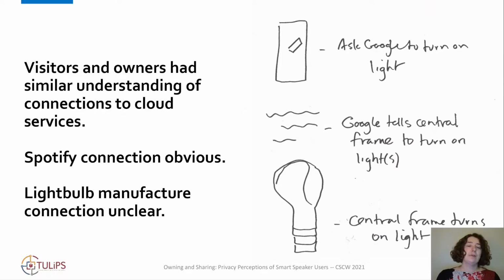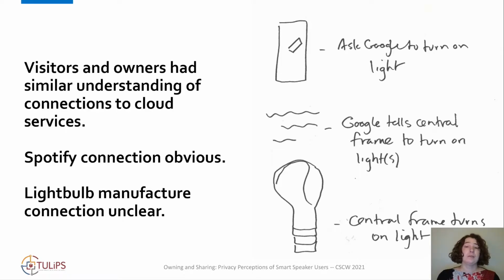We also found that owners and visitors had a surprisingly similar understanding of the connections to cloud services. So when you're looking at things like asking for the weather or the Spotify scenario, in both cases, people really did understand that something was being sent out across to the internet, and that internet connection might be logged in some way, mostly because there was an explicit party involved. So like for weather, they're like, well, maybe it's contacting BBC Weather. The light bulb scenario, and this is similar to what prior work has found, that connection was very unclear.